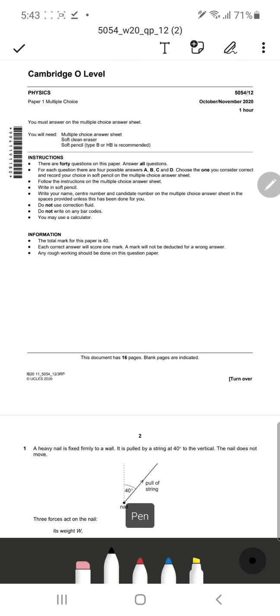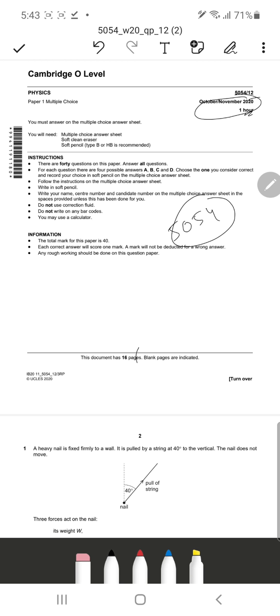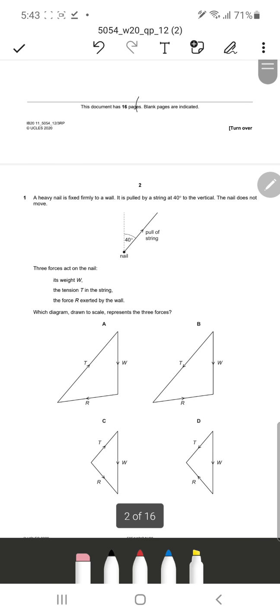Hey guys, so today in this video we are going to solve the October-November 2020 paper of 5054, which is O-level physics of 2020. Okay, so let's start. This is an MCQ paper where there are multiple choice questions, so we need to choose one out of the 4 possible options. So let's see the first question.